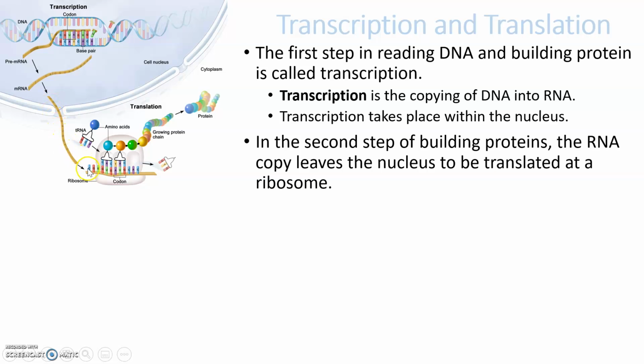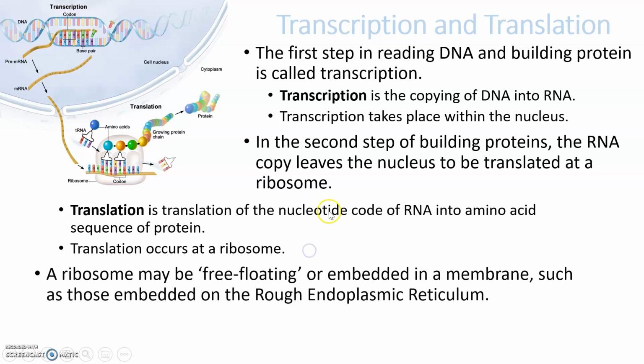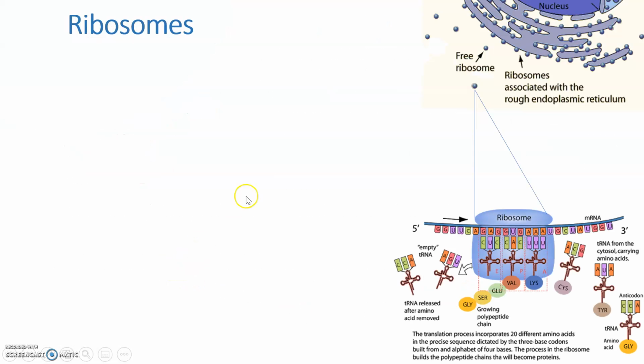It leaves the nucleus, and the second step is that the RNA code is read by a ribosome and translated into a growing amino acid chain. So here's our polypeptide, or amino acid chain, which eventually will become a protein. That process is called translation. We are translating the code from nucleotides to amino acids. And we'll talk a lot more about this process later in the year. These ribosomes may be free-floating or embedded in a membrane, such as those embedded on the rough endoplasmic reticulum.